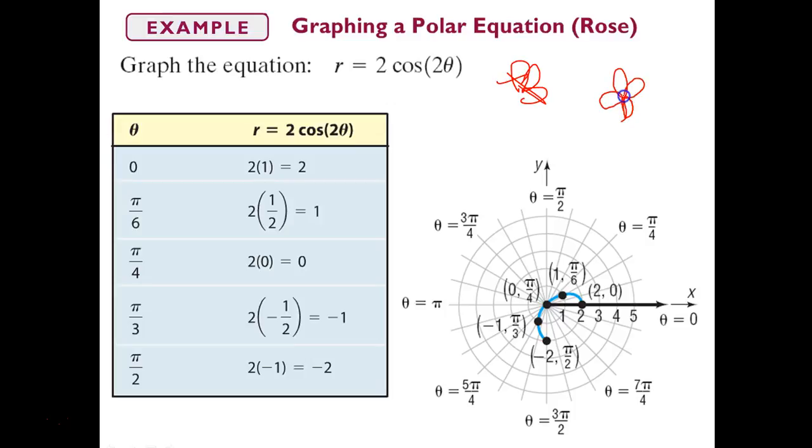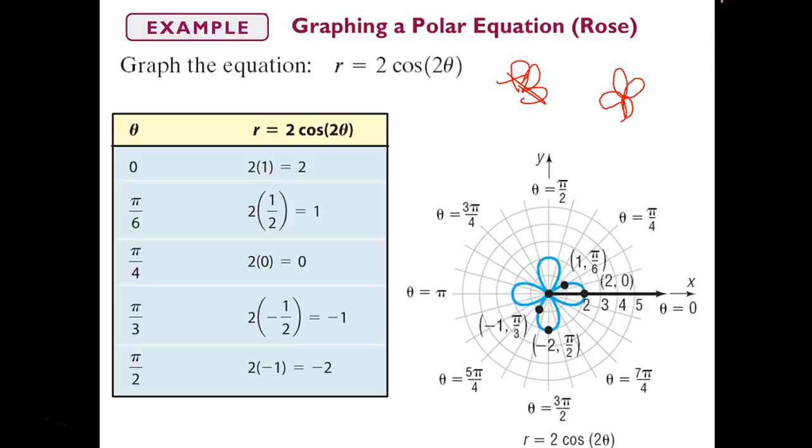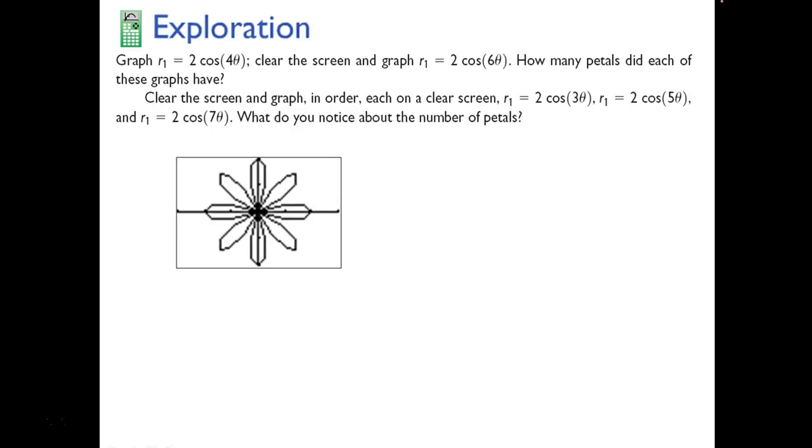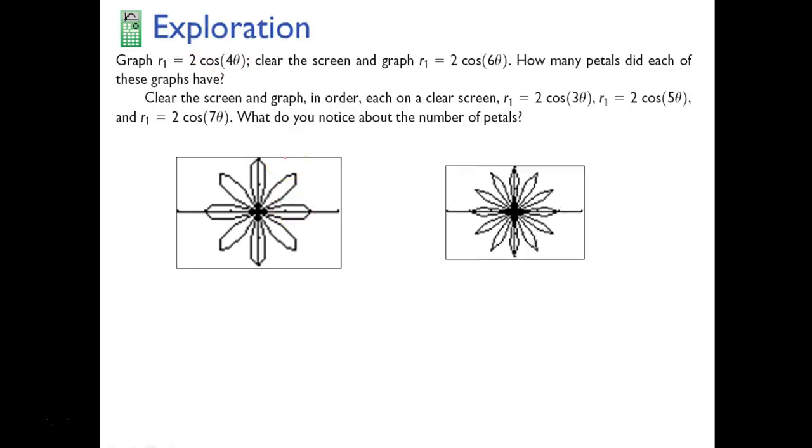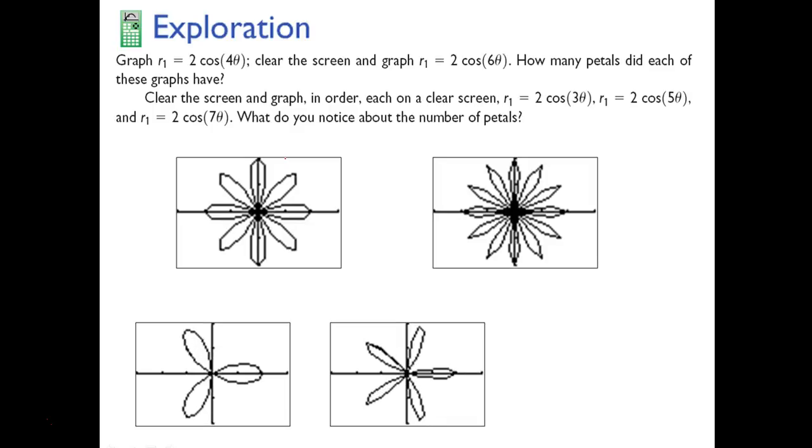I've kind of missed my mark there. That's a little bit better. For cosines, it's going to have double the petals of what's on the inside there. So 2 cos 4 theta is our first one, right? Because I got 8 petals. 6 theta, 12. Now, but the 3s and the 5s, when they're odd, they're actually just the number that they have.